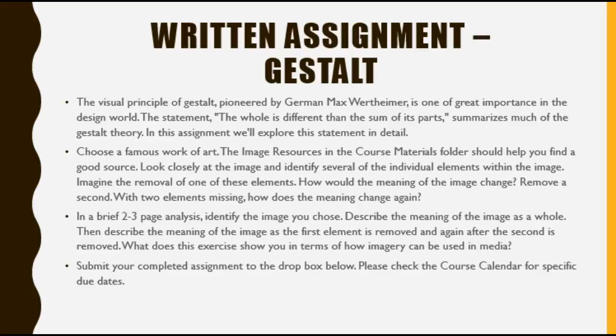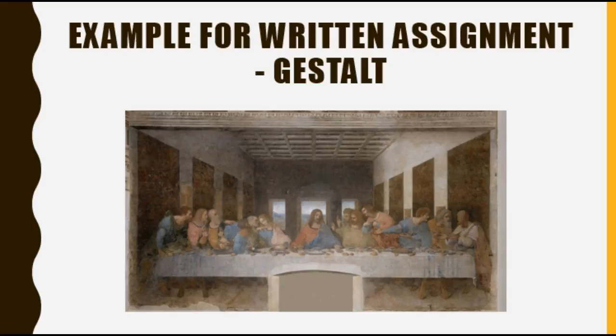In this brief 2 to 3 page analysis, I want you to identify the image you've chosen, describe the meaning of the image as a whole, then describe the meaning of the image as the first element is removed, and again after the second element is removed. After that, answer the question of what this exercise shows you in terms of how imagery can be used in the medium. You know me, I always like to provide you with examples. So I'm going to give you a good example here.